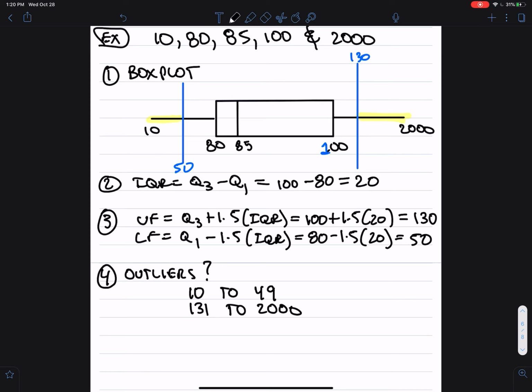So those are the range of values, and this concludes the examples on interquartile range, upper fences, lower fences, and how we can use that to find outliers.